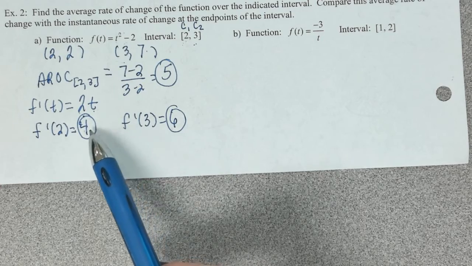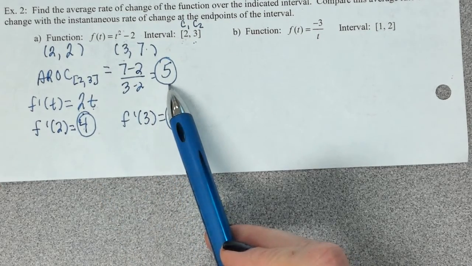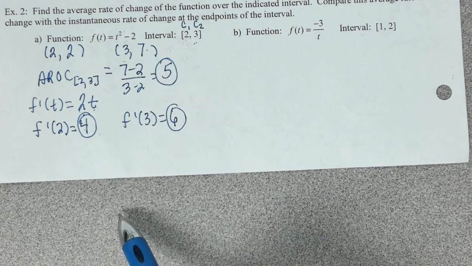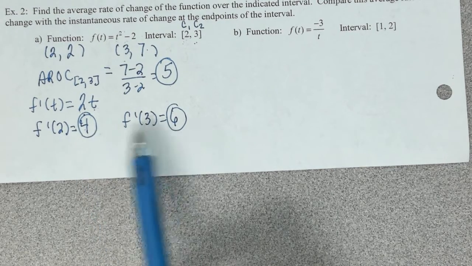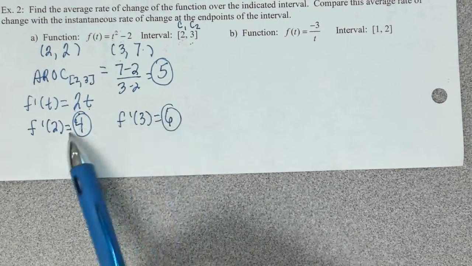What do you notice about these instantaneous rates of change compared to the average rate of change? Isn't it true that if I average these instantaneous rates of change, I would get that average rate of change? Yeah. So this just ends up being the average of these two.